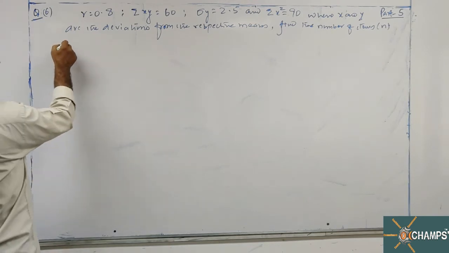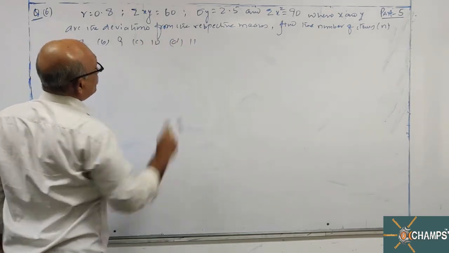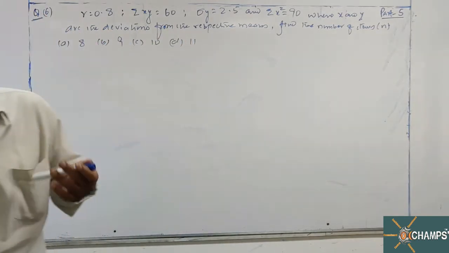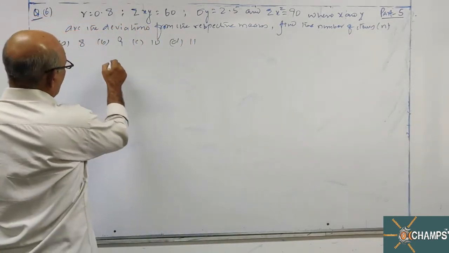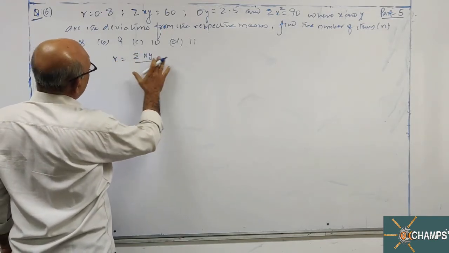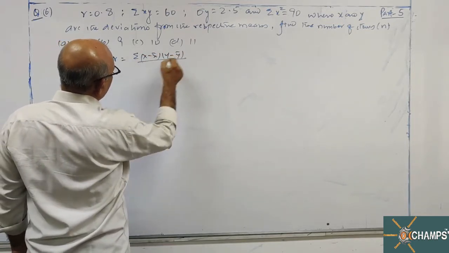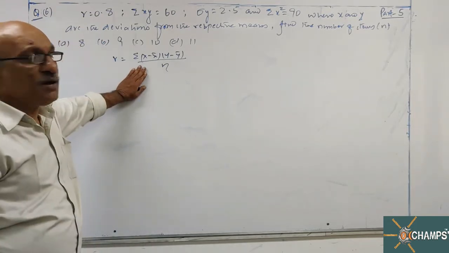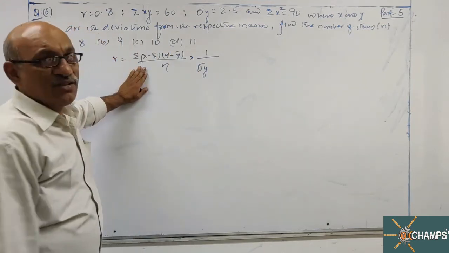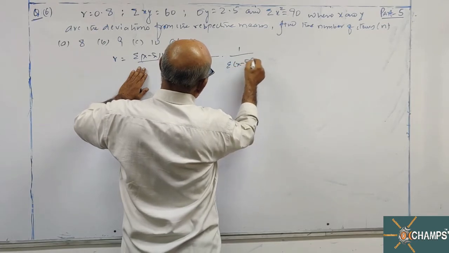Okay, we have option A 8, option B 9, option C 10, option D 11. Okay, now let us see this. R is equal to summation of xy by n, with x minus x bar into y minus y bar by n, is the covariance of x comma y. 1 by standard deviation of y, I'll keep it as it is, into 1 divided by standard deviation of x, I'm writing this way.